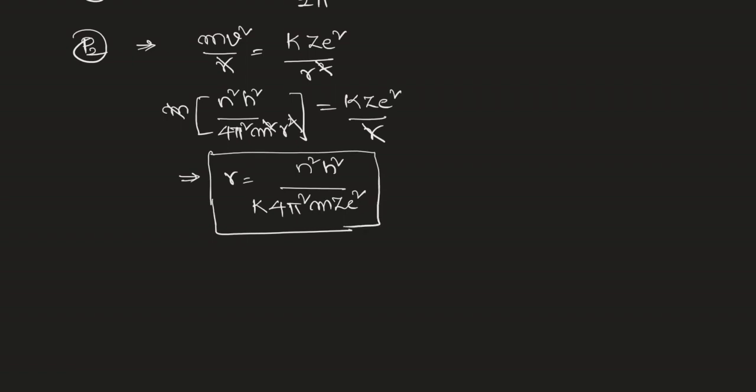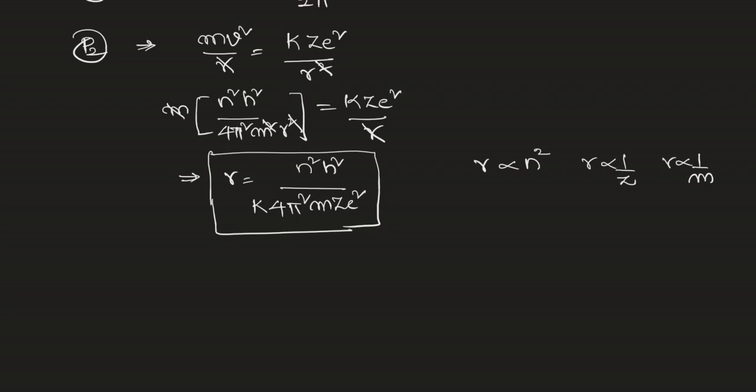So in this, the variables are n as well as z. So radius is directly proportional to the square of the principal quantum number, and radius is inversely proportional to z, and radius is inversely proportional to mass also. You have to remember this.